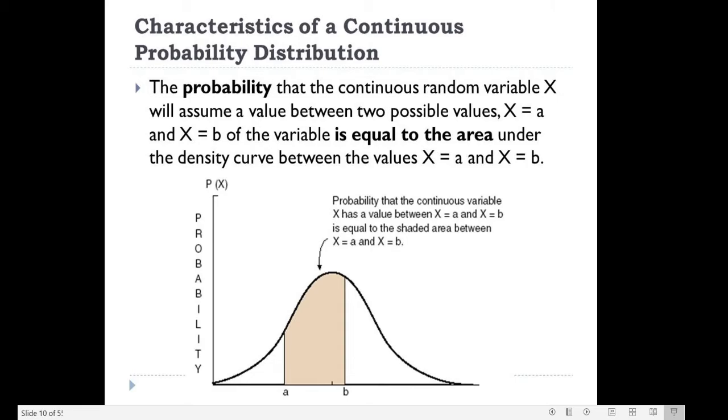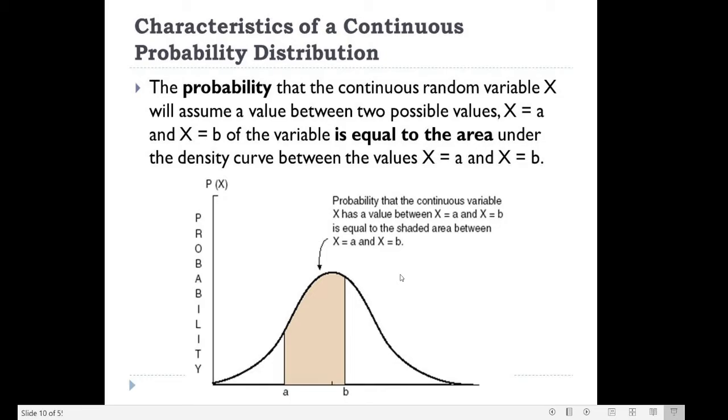Now, the distribution. If you are a BTech student, you studied this in first year or second year, many of you in your college days. This is the characteristic of a continuous probability distribution. The whole term is called the distribution, right? The values are distributed throughout the curve. In that, specifically, we need to understand continuous probability distribution. This continuous random variable x will assume a value between two possible values. Here the range is a and b.